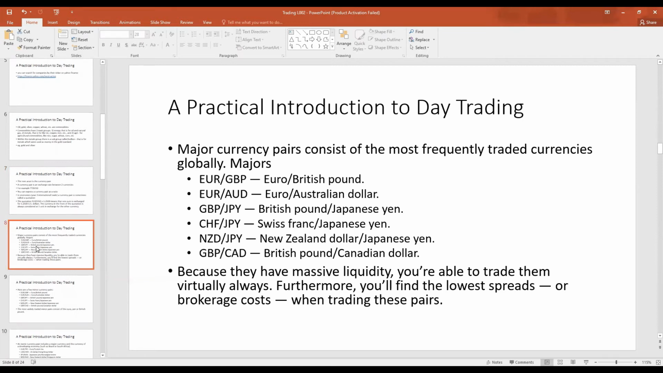So there are 3 categories of currency pairs. One category is referred to as the majors, one category is referred to as the minors, and the third category is referred to as the exotics.